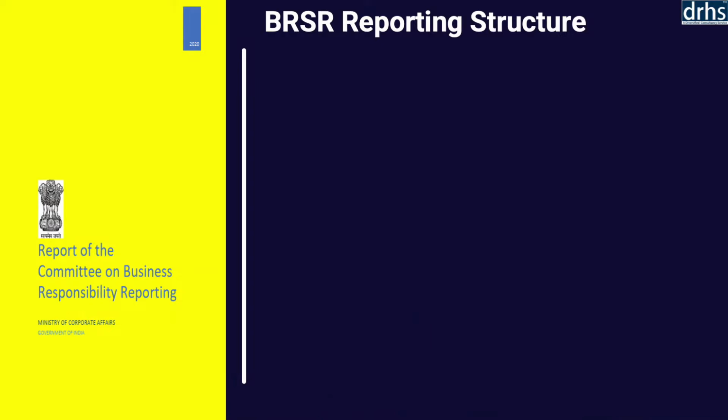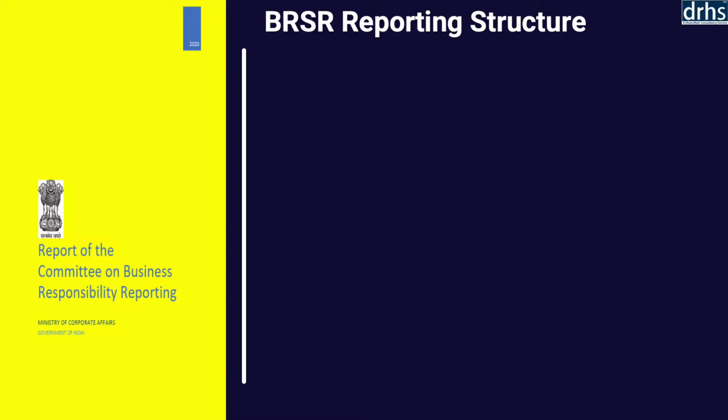Now we have come to part 2 of this presentation, which is related to the business responsibility and sustainability reporting structure. The Business Responsibility and Sustainability Report structure is a significant initiative by the Ministry of Corporate Affairs in India to promote responsible and sustainable business practice. This reporting framework is designed to align with the National Guidelines on Responsible Business Conduct, that is NGRBC, and international standards like the Global Reporting Initiative and the United Nations Guiding Principles on Business and Human Rights.